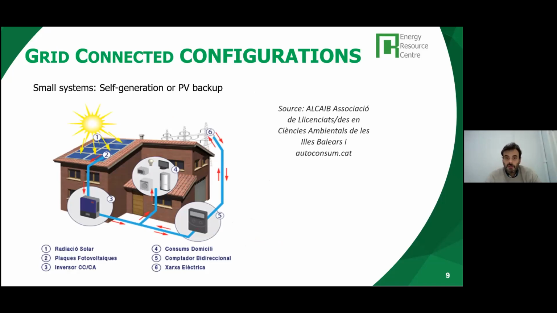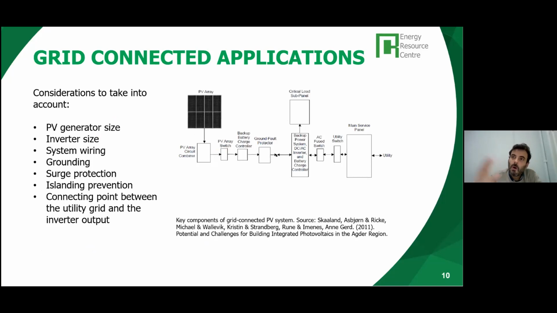So all of these configurations, this is another example, in a small system, grid connected, or self-generation. In all these configurations, the important elements to look at are the power conditioning, and at some point the batteries. These elements are what are going to make possible one configuration or another, rather than the PV panels. The PV panels are more or less the same in all configurations.